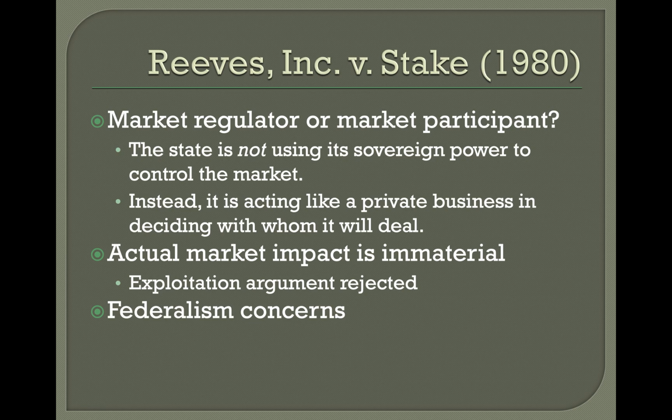You can see that there's a dissenting opinion. This was a 5-4 opinion. And the dissenting opinion, written by Justice Powell, starts out by saying this policy represents precisely the kind of economic protectionism that the Commerce Clause was intended to prevent. Why does Justice Powell think that this is such a problem?